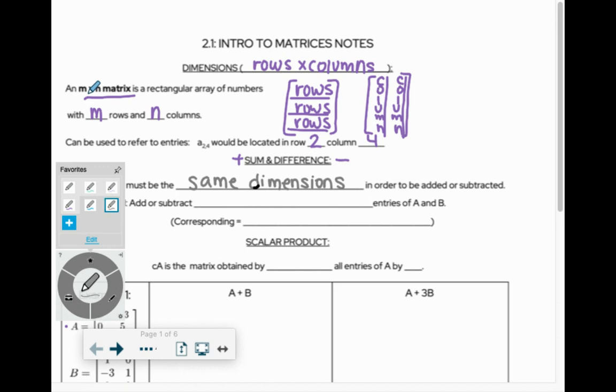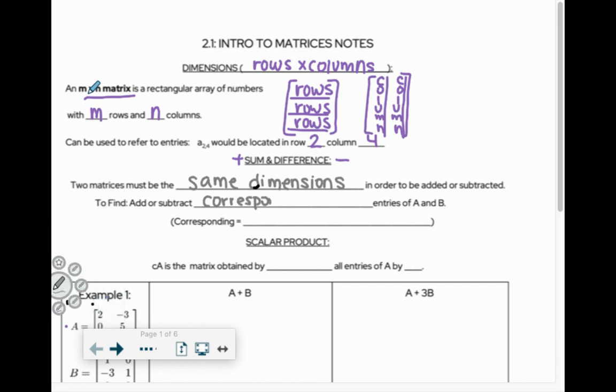The reason why this has to happen is that you basically add or subtract corresponding entries. Now, you might have heard the word corresponding in geometry. Basically, corresponding means in the same location. And this sounds a lot more complicated than it really is. We're going to practice it down below. So we're going to add and subtract.